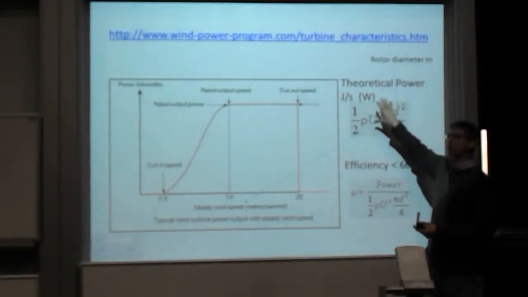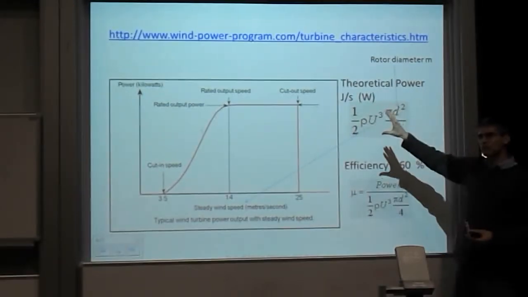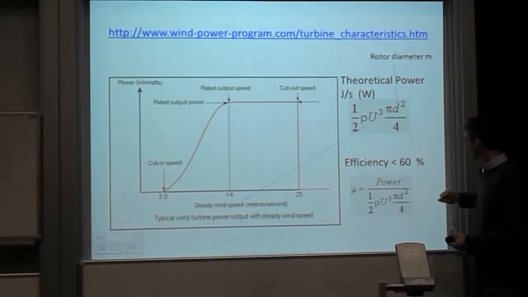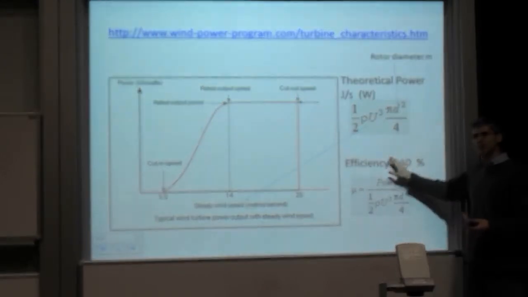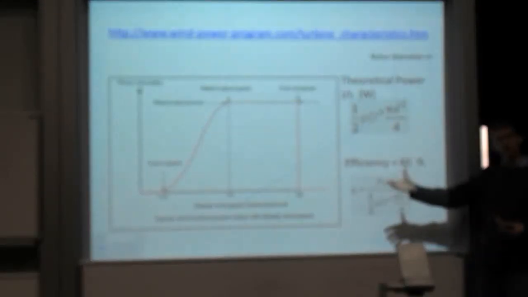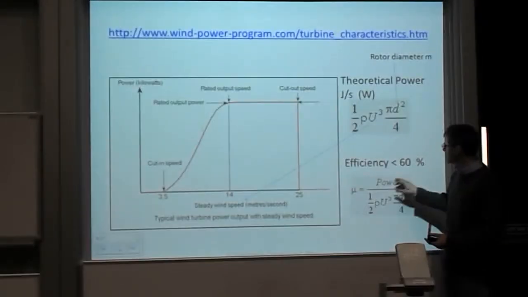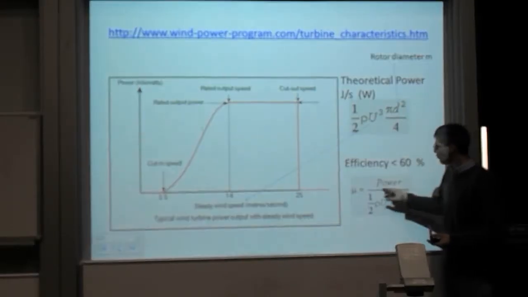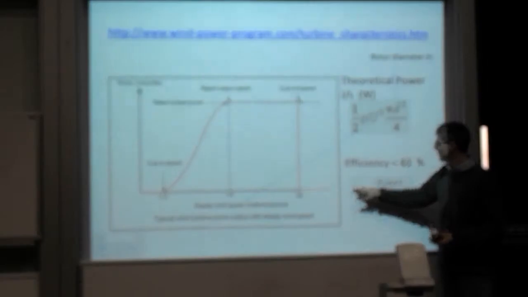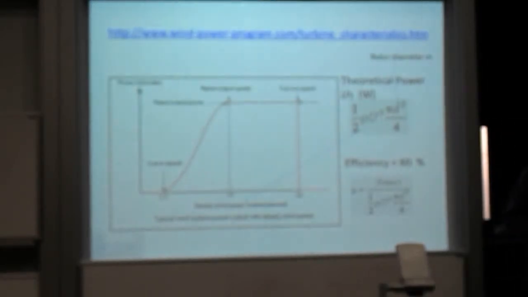But of course this is the theoretical power. What you actually get is quite a bit less than that. So the efficiency is typically 60% or less in terms of the maximum you can extract. So the actual power over the theoretical power is typically about 60%. Alright?